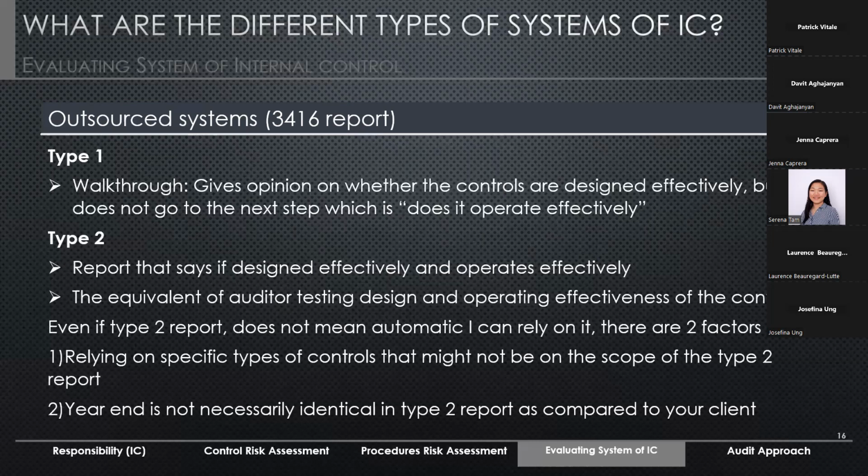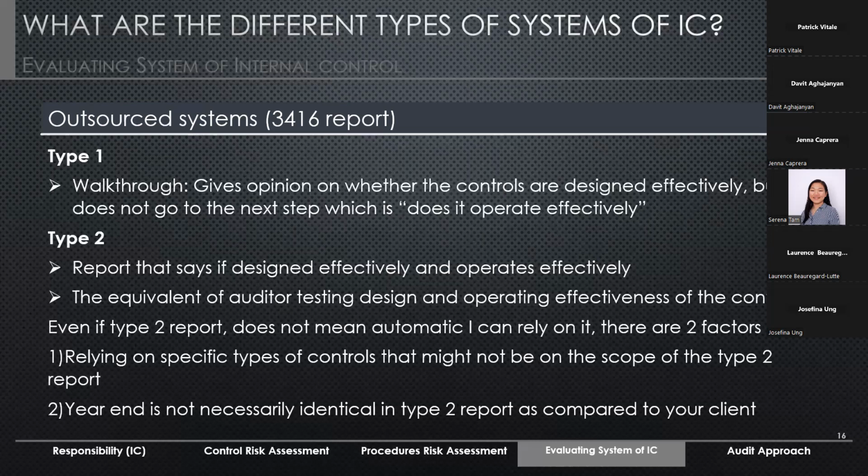So who does this type of report? It's another auditor, might be some guy from Fremont Chabot, that does it for ADP payroll. But there are two reasons why you can't use it. I told you the type 2 report is good, but number one, we're relying on specific types of controls that might not be in the scope of the type 2 report. And number two, the year end is not necessarily identical in the type 2 report.